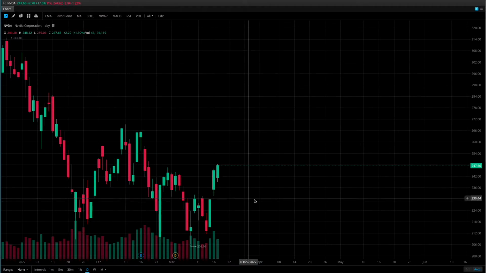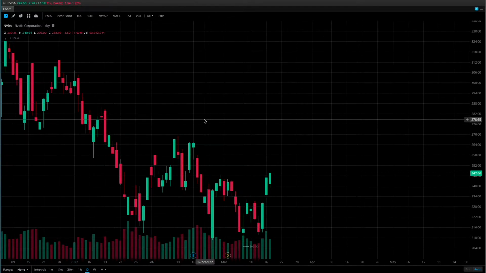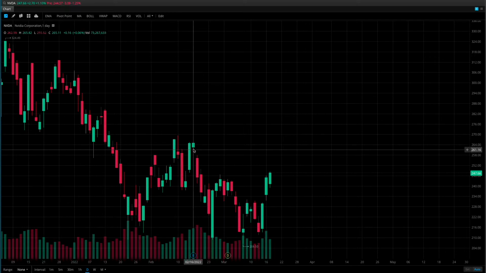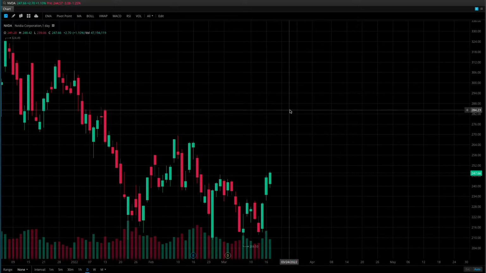I start off on the daily. So when you open up a chart, you can start off with a daily time frame on whatever stock you want to choose. It could be Apple, Microsoft, Tesla, whatever you want.